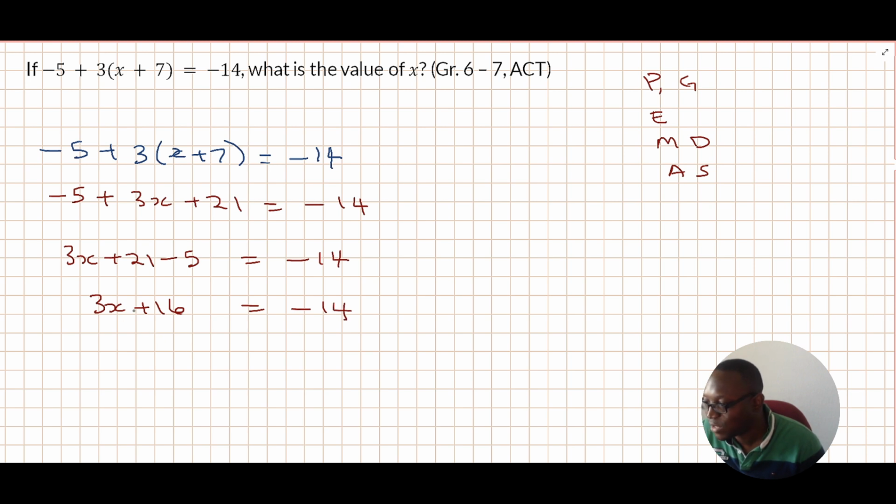So we need to isolate the x. The first thing we need to do is take out the 16. So we subtract 16 from both sides. And so 3x equal to, remember the rule, if the signs are the same, just add the numbers together.